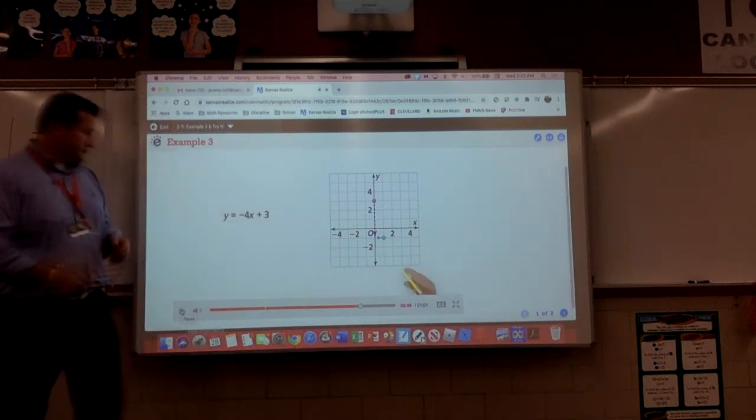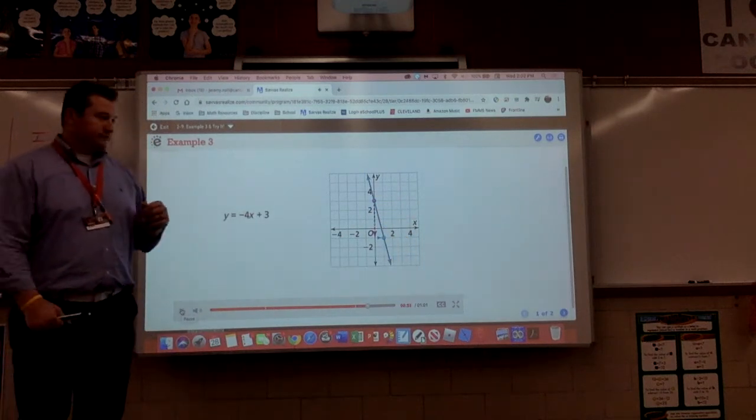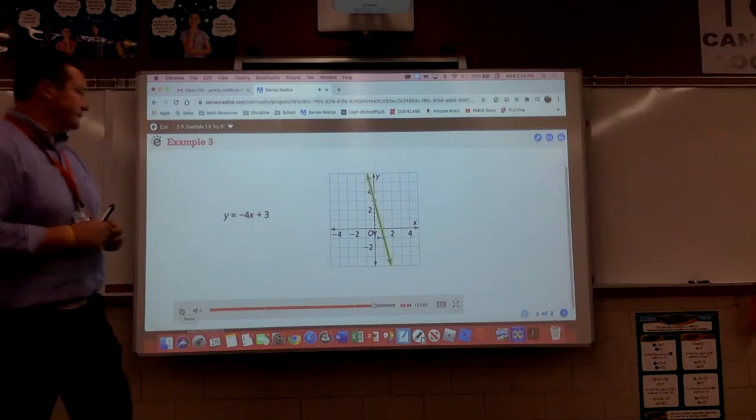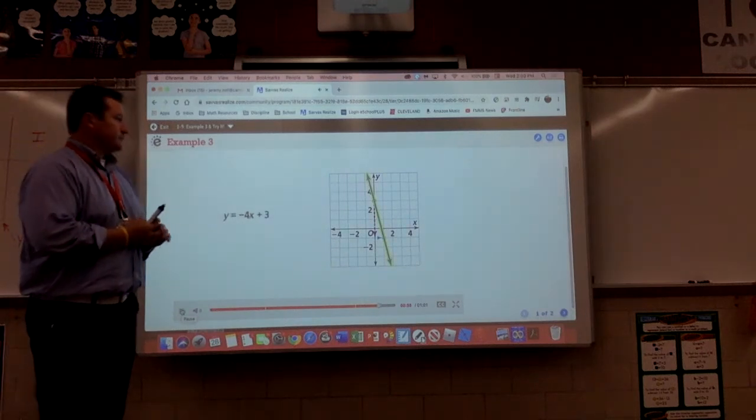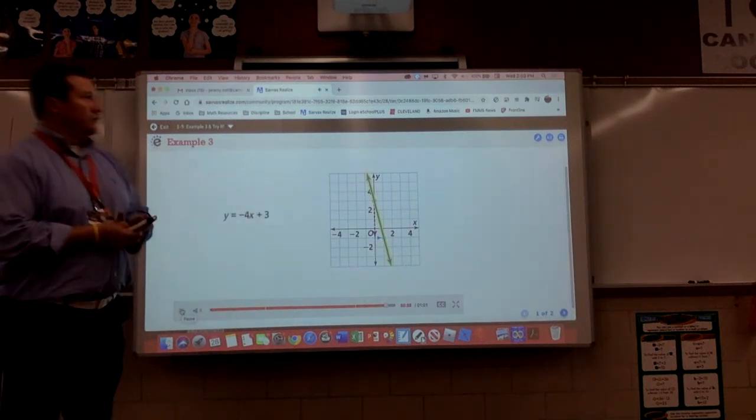Okay? The third step is to draw a line through the 2 points. That's our favorite part, because that means we're done. This line represents the equation y equals -4x plus 3. You got it.